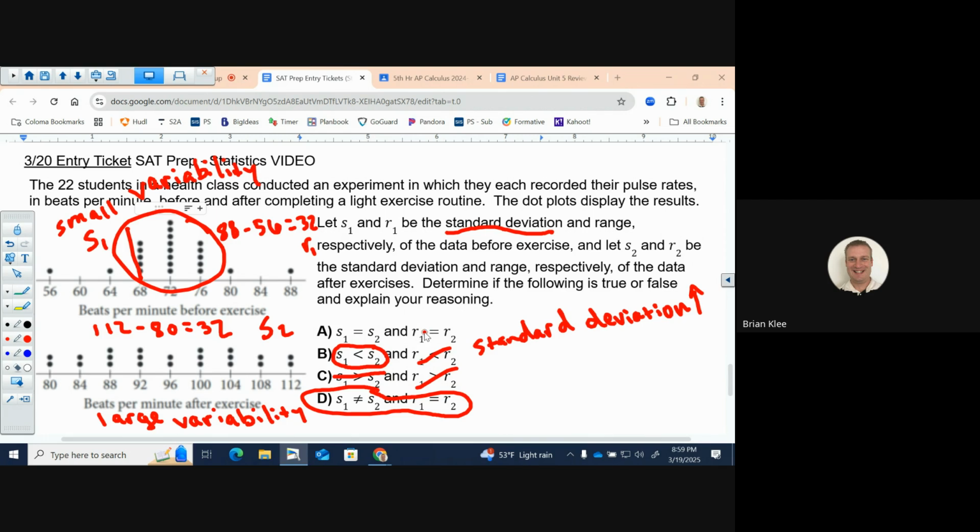And then as far as the ranges go, we know the ranges stay the same, but there's no way the standard deviations stay the same. Okay, the ranges both equal 32. So again, you should be able to look at data and determine standard deviation. That's ultimately how much variability we have. It's closely packed together in the pre-exercise group, but spread out in the other one. And ranges are ultimately the maximum minus the minimum.